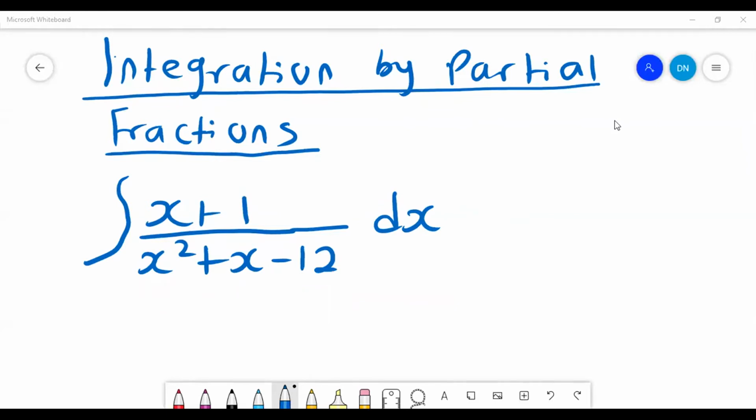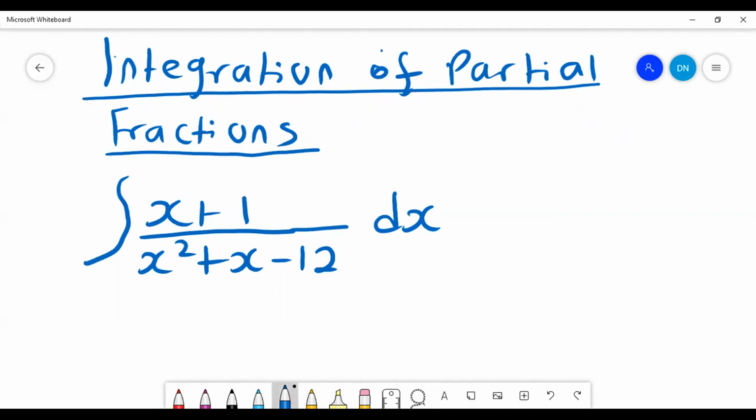Today, we want to look at integration of partial fractions. So it is integration of partial fractions, or integration using the technique of partial fractions. We have an example, x plus 1 divided by x squared plus x minus 12.